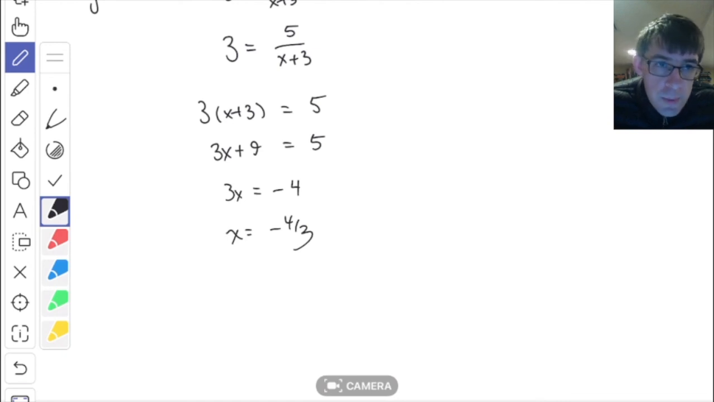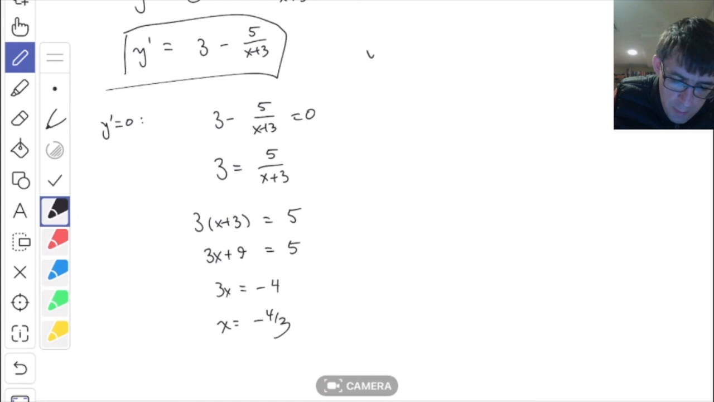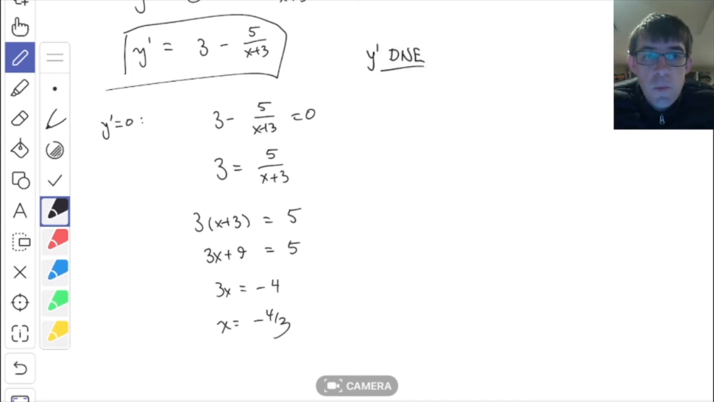And also, we need to find critical numbers. Critical numbers also exist when y prime does not exist, right? You also need to check when the derivative does not exist. You do this by looking for points which make denominators equal 0. And in this case, actually, we do have such a point. There is a denominator. What is the x value which makes that denominator equal 0? You could probably guess it's negative 3. Or if you're having a hard time guessing, you just set the denominator equal to 0.